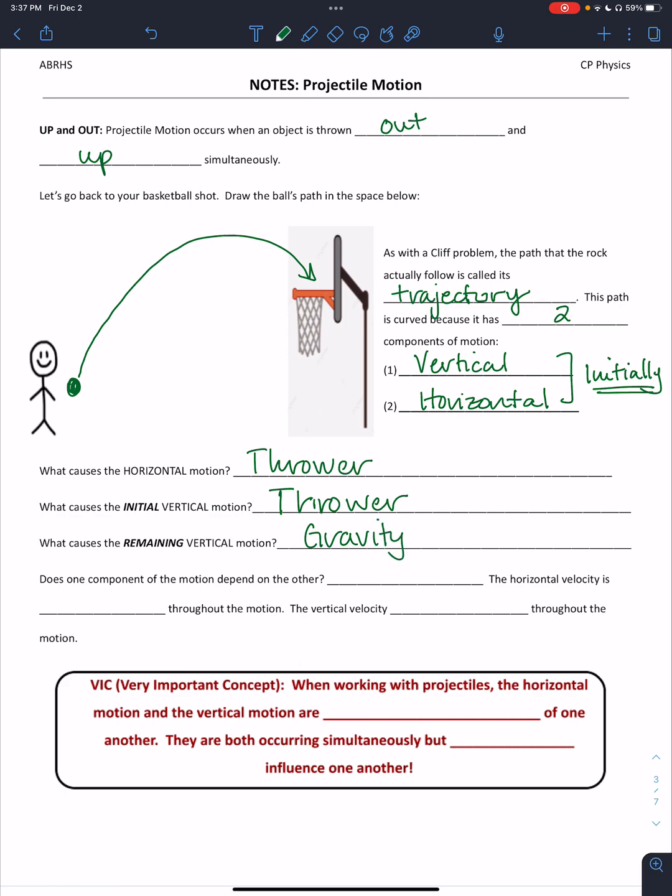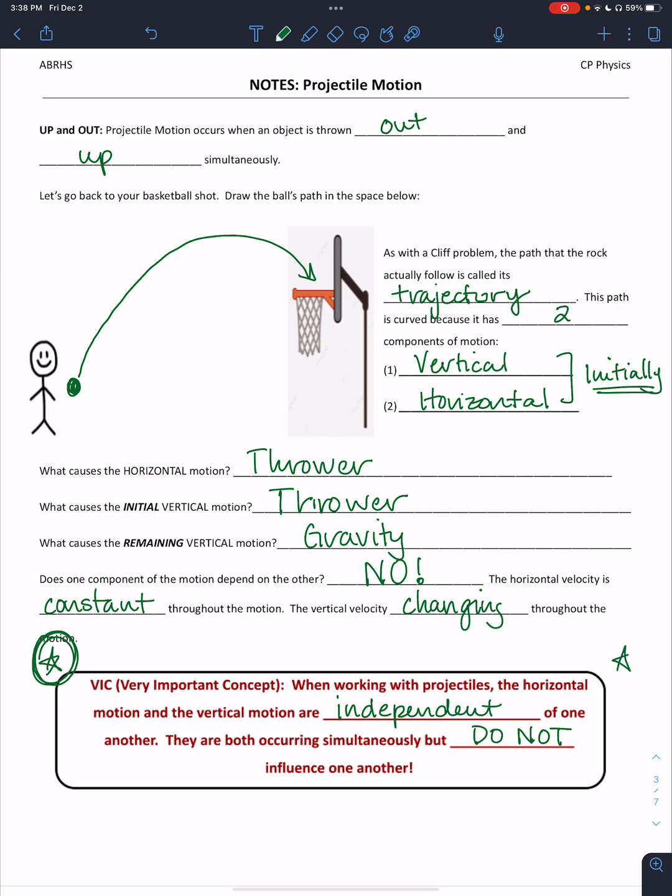Does one component of the motion depend on the other? No. Just like we saw with our clip problems, they are independent. The horizontal velocity is constant, and the vertical velocity will be changing. I've got a very important concept box down here. Just to emphasize this, when working with projectiles, the horizontal motion and the vertical motion are independent of one another. Both are occurring simultaneously, but do not influence one another. That really is the key concept in this unit. You have to keep those two components separate.